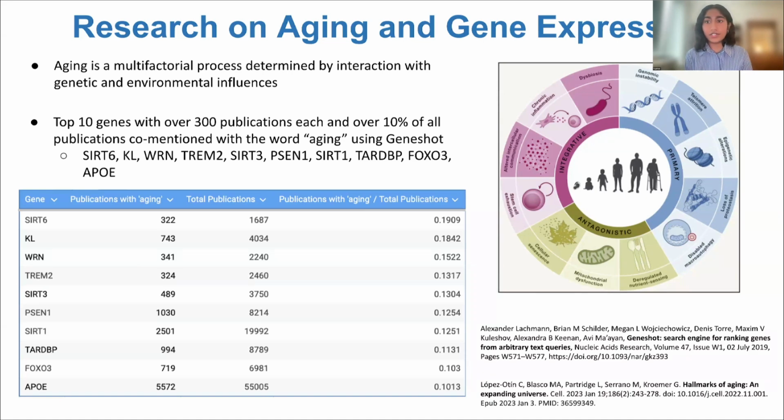So using the GeneShot search engine, a resource developed by the Ma'ayan lab, we identified the top 10 genes that are co-mentioned with the term aging. The table displays these genes along with their total publication counts with aging and the proportion of publications that co-mentioned aging.